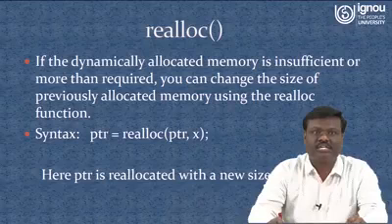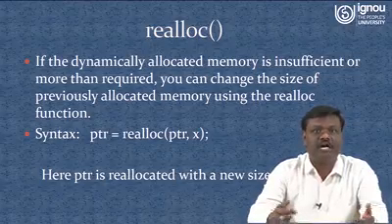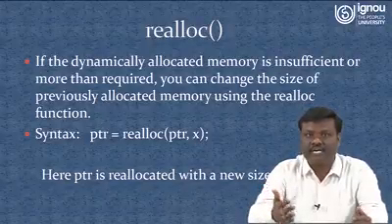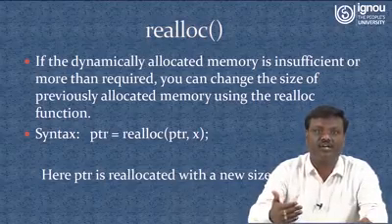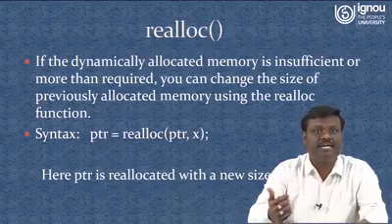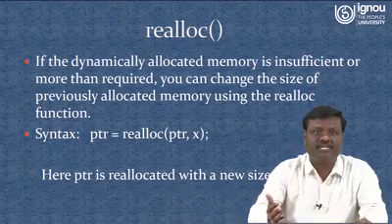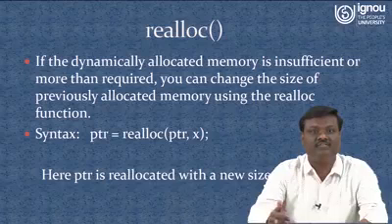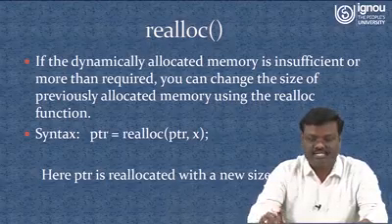Then reallocation. If the dynamically allocated memory is insufficient, or more than required, as the case may be, a function needs to be used, that is realloc. The syntax goes in this way: ptr is equal to realloc within the brackets the pointer variable comma x. So here ptr is reallocated with a new size. The x is the new size it is reallocated with.